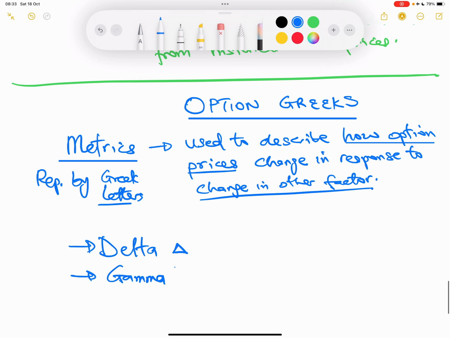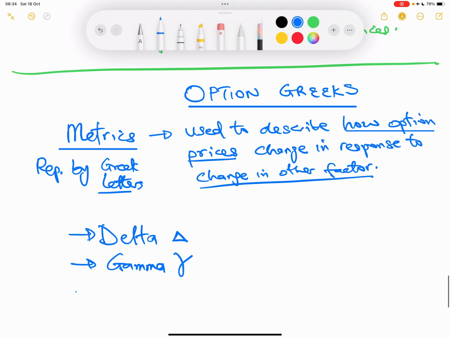There are a lot of them. However, I'm only focusing on what you need for this paper: delta, gamma and theta. We have rho and all of that, but I'm just going to focus on these three for you. I know this is a relatively new concept for you, and I'm not going to give you too much information that is not useful. So let's focus on these three, and I will start with delta.